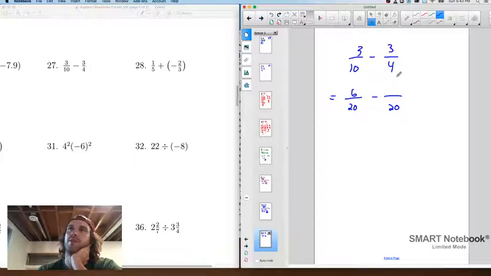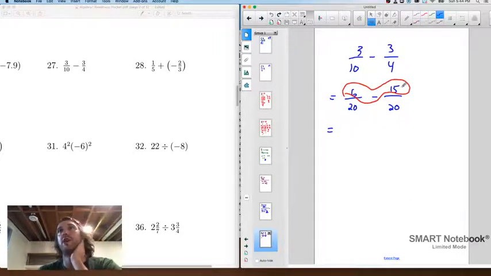4 times 5 is 20, so we're going to multiply the top by 5 to give us 15. Okay, this one's a little different. Again, you're just focusing on the numerators when you do the subtraction. You have 6 minus 15, good guys and bad guys. Bad guys are going to win here because there are 15 of them, and they are going to win by 9. So the answer is negative 9 over 20.